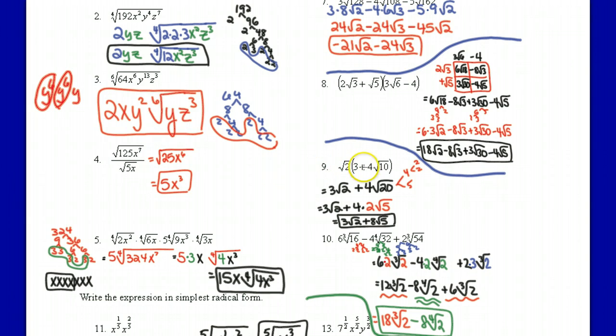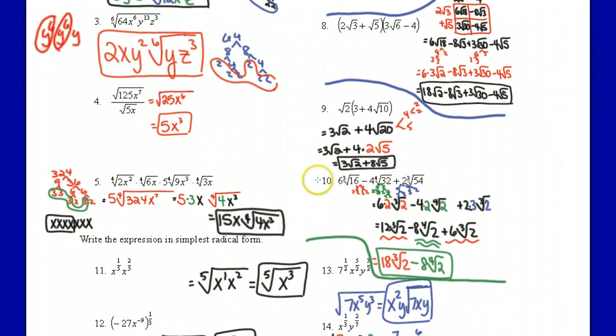Number 9 is distributive property. Just remember, inside numbers can't get mixed with outside numbers. So 3 times the square root of 2, since one's inside, one's outside, you can only put them next to each other. And then you're just basically cleaning up. That's all you're really doing on all of these.